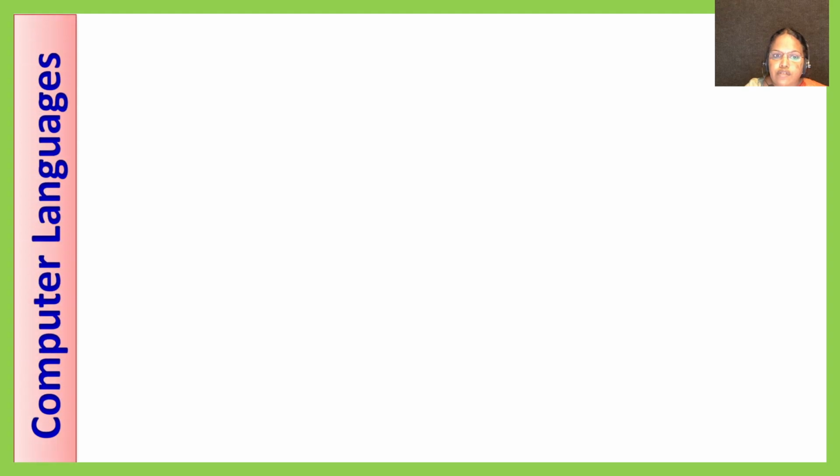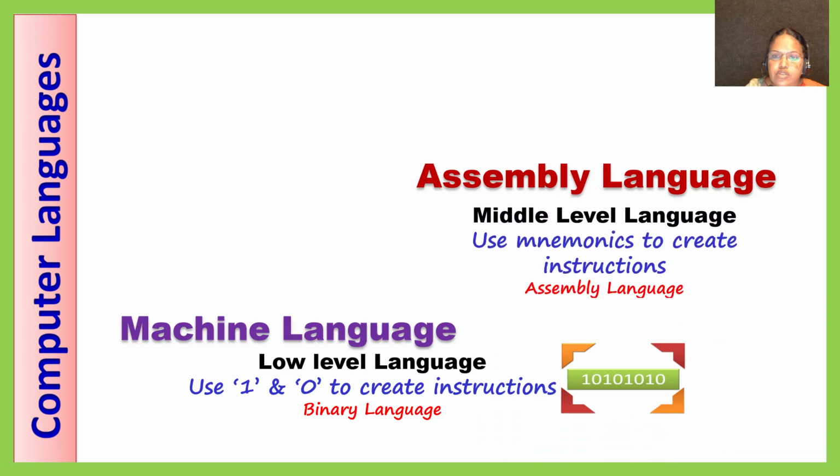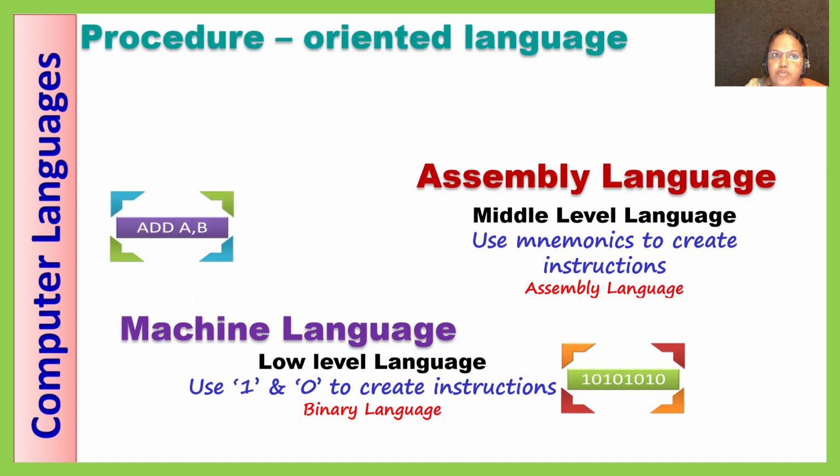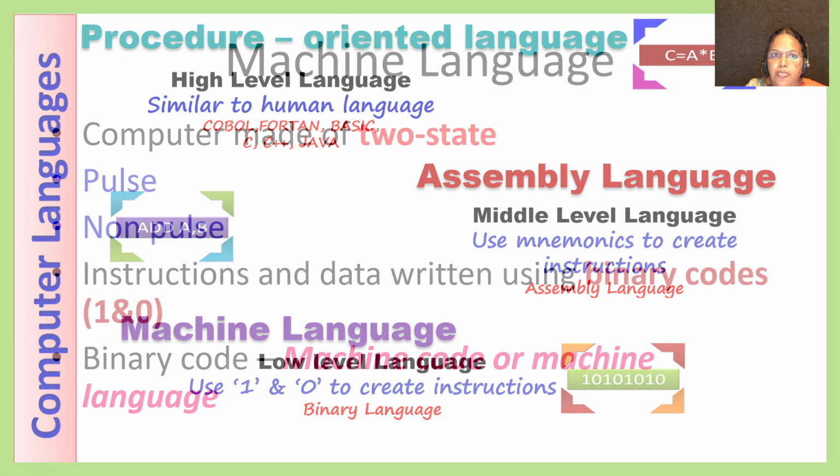The computer languages are classified into mainly three categories. Machine language uses a low level language. It uses zeros and ones to create an instruction. It is also known as binary language. Next one is assembly language. It uses a middle level language. It uses mnemonics to create an instruction. Then the high level language, or procedure oriented, is similar to human language.